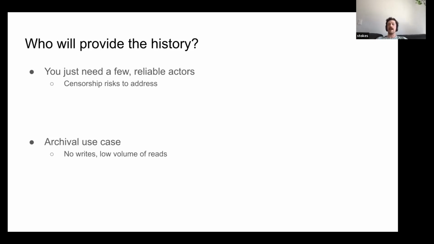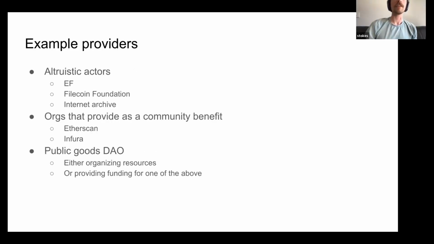And yeah, it shouldn't be that terrible to provide the history. I gave some examples here of who concretely would provide this data. So there could just be altruistic actors in the space. For example, the Ethereum Foundation could say, okay, we're just going to host the history forever and provide it at some endpoints that hopefully are, again, not too expensive to operate, and we can just freely provide it to whoever wants it.